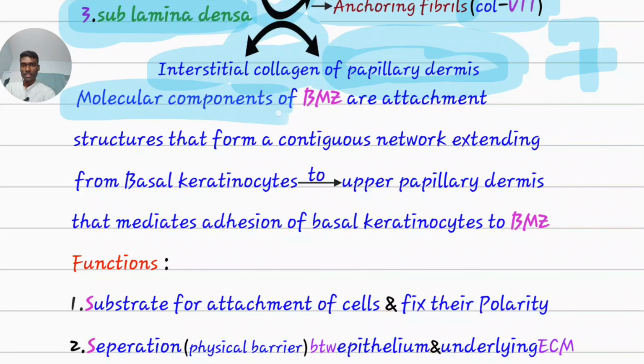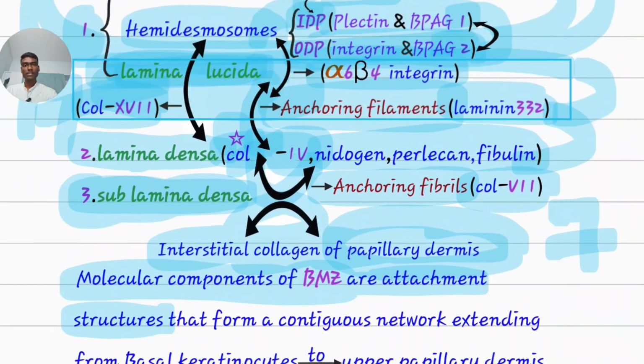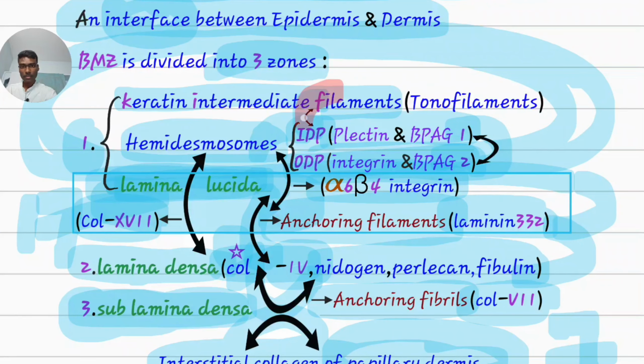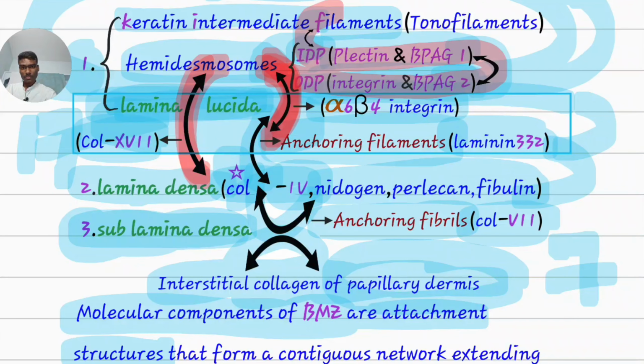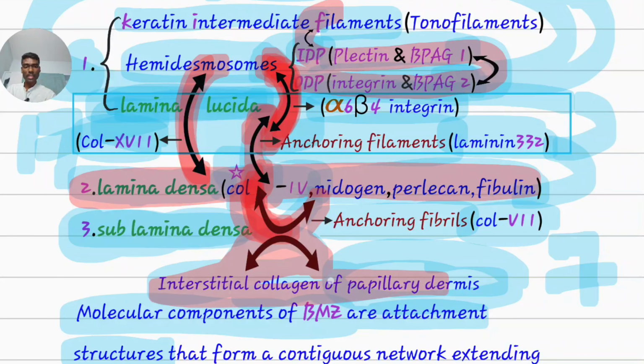Molecular components of basement membrane zone are attachment structures. We have already seen how it is attaching one after the other. See here, keratin intermediate filaments to inner dense plaque to outer dense plaque, two transmembrane structures towards lamina lucida, and then this alpha 6 beta 4 integrin going and binding to anchoring filament to collagen 4 lamina densa, and then sublamina densa anchoring fibril, which goes and binds ultimately to interstitial collagen of papillary dermis.